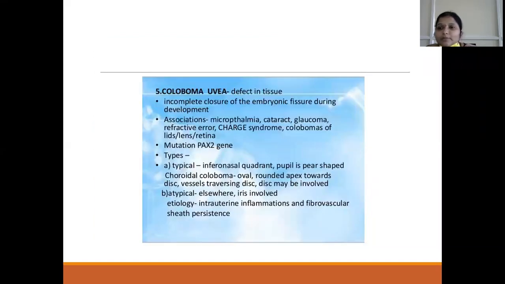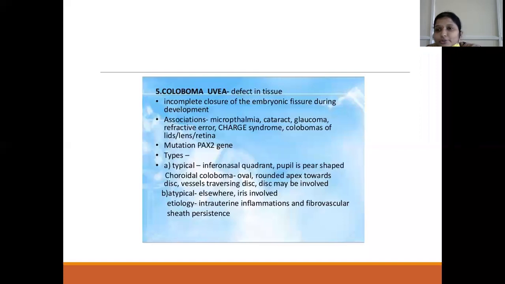Coming to coloboma. So what does coloboma mean? It is a defect in the tissue. It is caused due to incomplete closure of the embryonic fissure at the time of development. So it is associated with various anomalies like microphthalmos, cataract, glaucoma, refractive error, and other colobomas of the lids, lens, and retina. And it is also associated with Church syndrome, that is coronal atresia, retarded growth, heart defects, and genital anomalies.